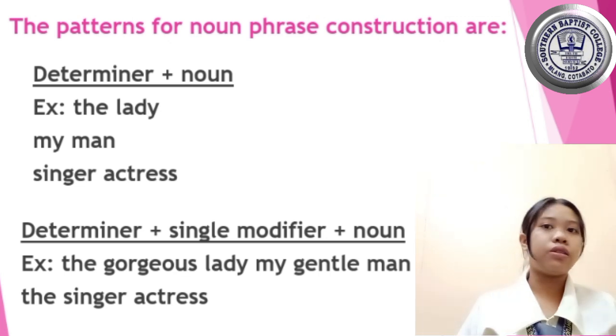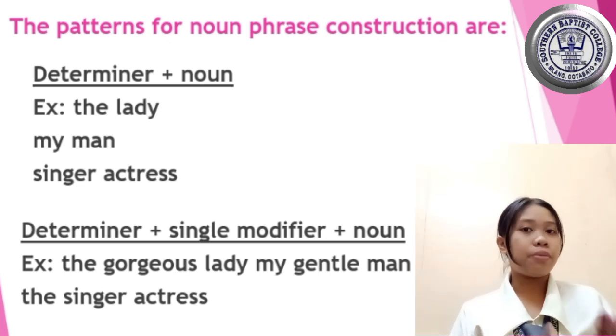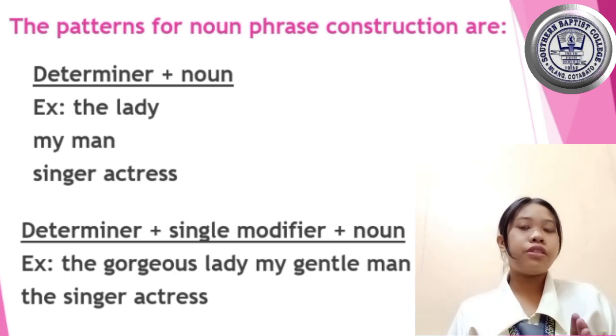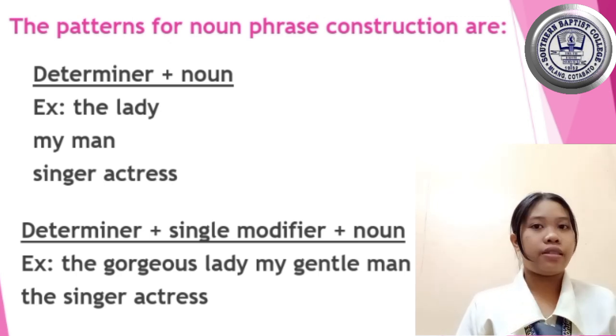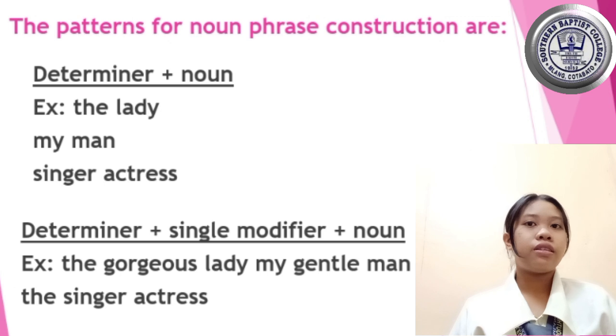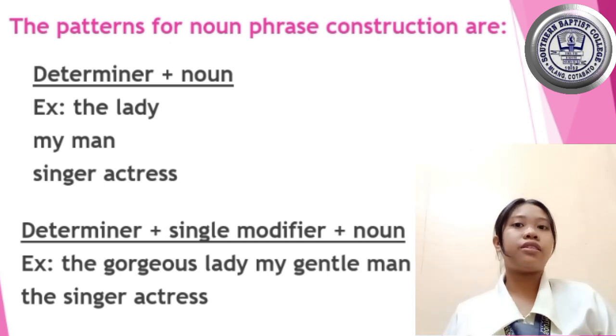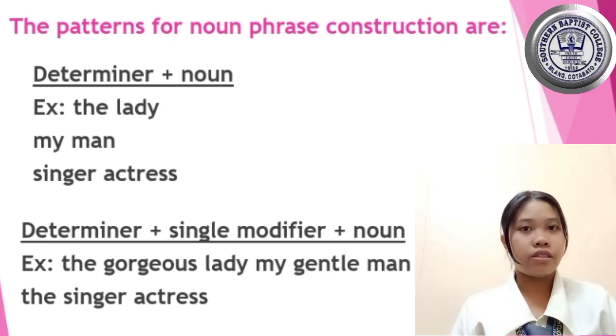For the second example, my man, the determiner here is my, and the noun is man. For the singer-actress, the determiner is the, the singer is part of the noun, and the noun is actress.